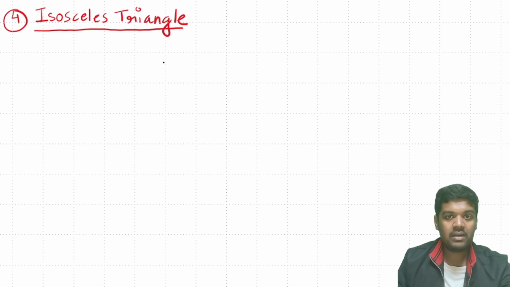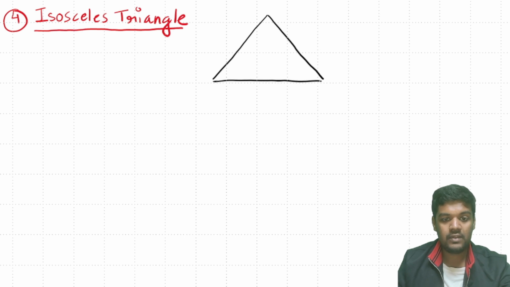In an isosceles triangle, we know that such a triangle has two sides the same and the third side is different. So let's say this is my isosceles triangle, and let's say the name of the triangle is ABC, where AB and AC are equal to a and BC equals b, where a is not equal to b, right? This is my isosceles triangle.